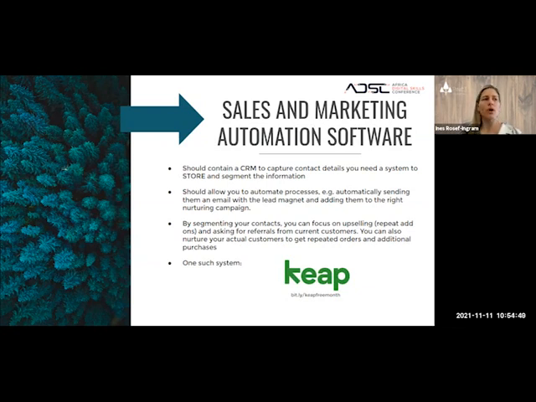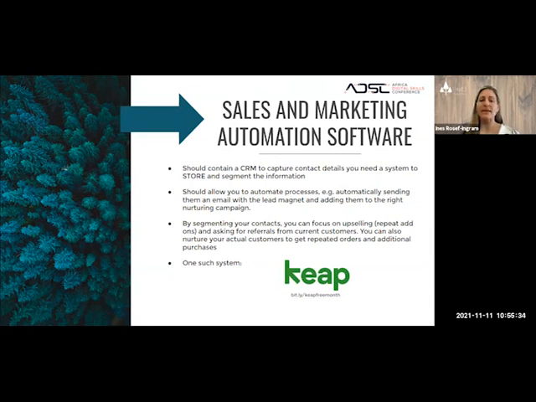So you should be able to divide your contacts into who's interested in what, who's a customer, who's a lead, and systemize that. It should allow you to automate processes. That's what we're talking about today. For example, if you promise someone a lead magnet, a lead magnet is something that attracts your client, say a free ebook. I can show you an example of that later. The system should automatically send them that ebook and add them to the appropriate campaign, the appropriate automation afterwards. You should not spend time on sending these things out and following up with them. You should have a system for that.